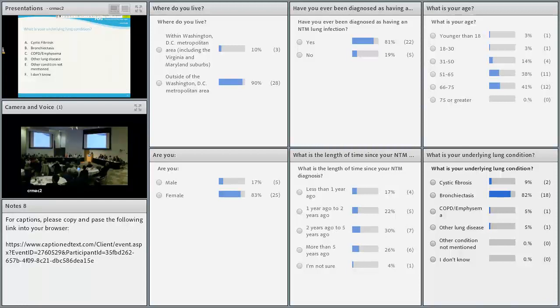All right, what is your underlying lung condition? A, cystic fibrosis. B, bronchiectasis, and I apologize if I mispronounce anything. C, COPD or emphysema. D, other lung disease. E, a condition that's not mentioned here. Or F, I don't know.